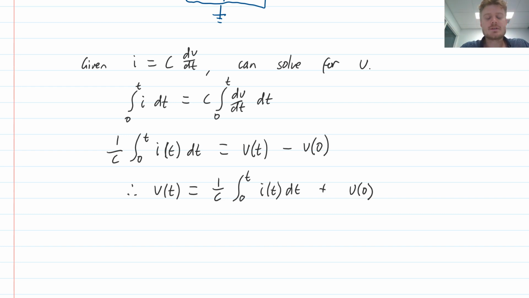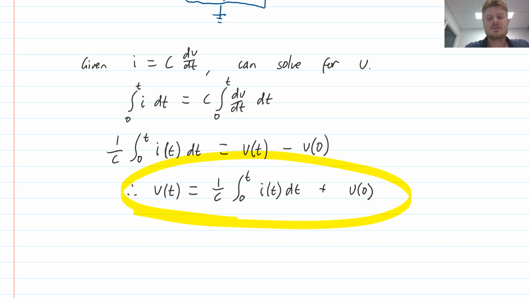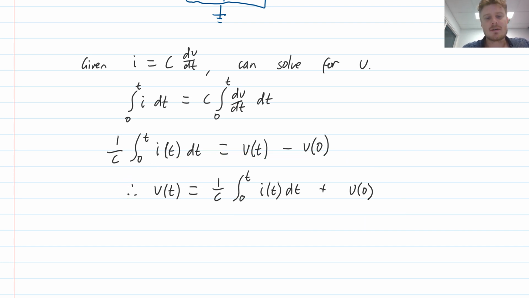This is similar to the equivalent expression for an inductor, but we've swapped the roles of voltage and current. Again, this is an important equation, and you should either know it or be able to derive it as I just did here in a couple of lines. The most important fundamental definition that you need to remember is this one: the current in the capacitor is C times dV/dt.